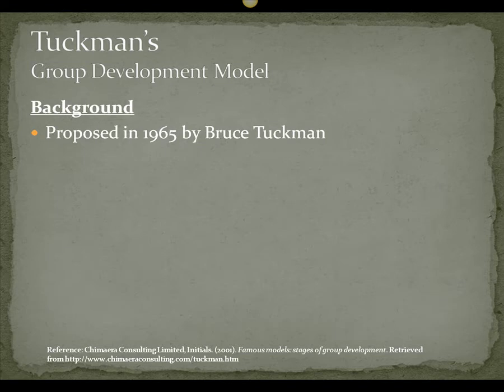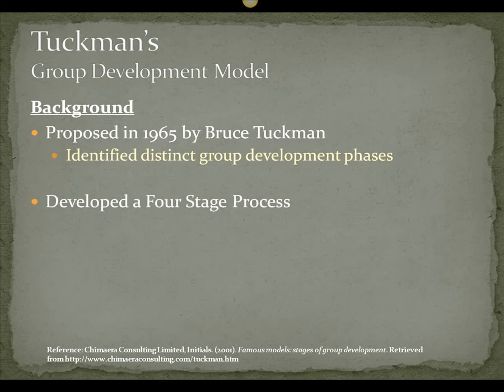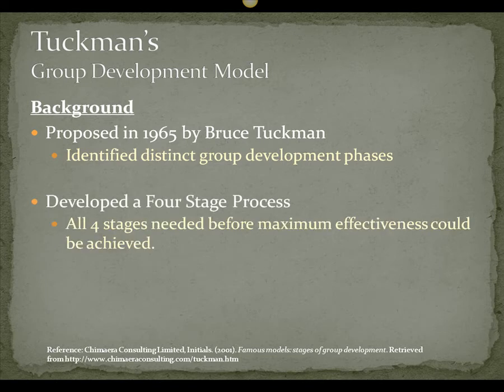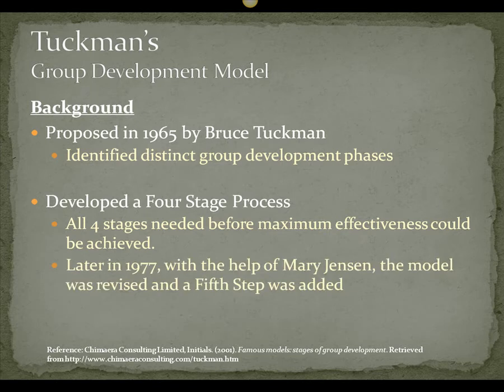It was proposed in 1965 by Bruce Tuckman, and it identified distinct group development phases. He developed a four-stage process and said that all four stages are needed before maximum effectiveness of groups can be achieved. Later in 1977, with the help of Mary Jensen, the model was revised to include a fifth step. We will use this to talk about the groups that form within apartments and residence hall rooms. In other words, roommate relationships.